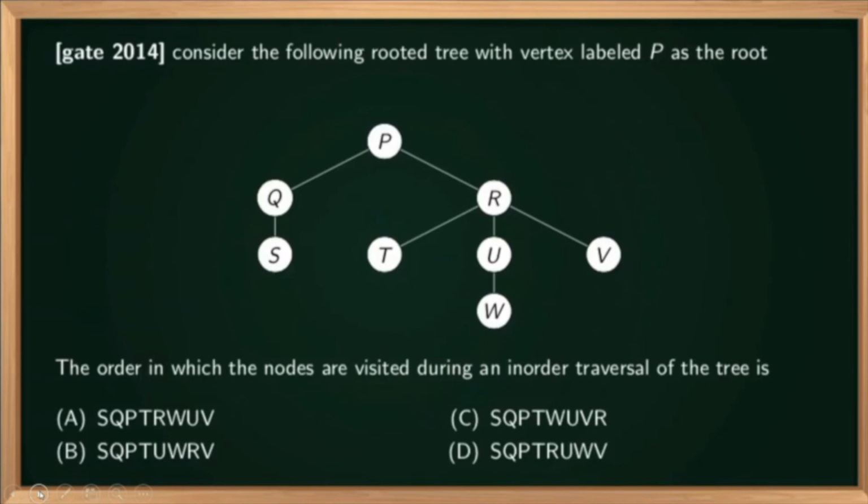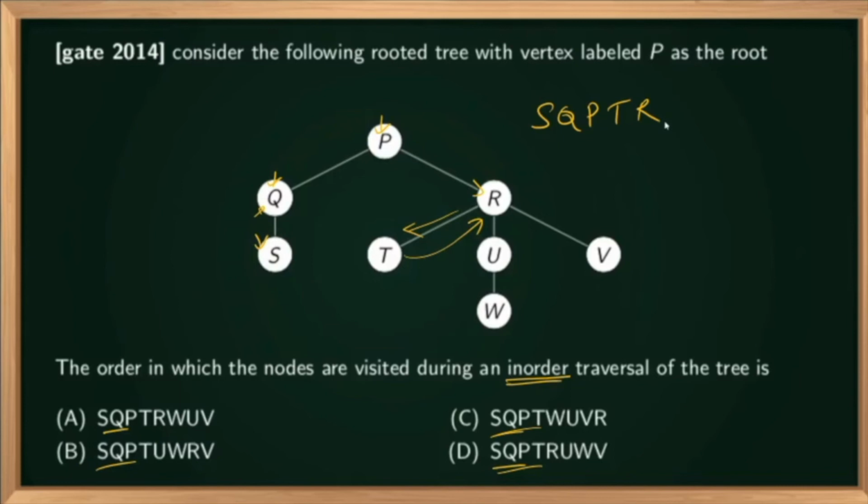I will give you 10 seconds. In order traversal means we print the node the second time we visit it. First we go to P, then Q, then S, then come back to S, so you print S. Then you come back to Q and print Q. Then you come back to P and print P. So everything starts with SQP. Now you go to R, that is the first time. Then you go to T, and again we come back to T. So SQPT. Then you come back to R, that is the second time, so SQPTR.